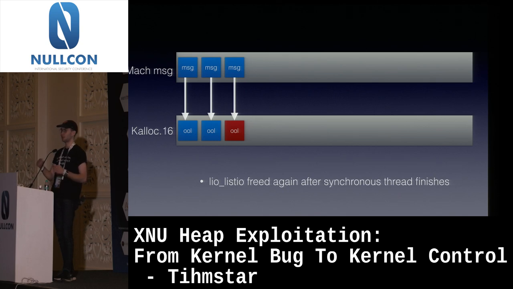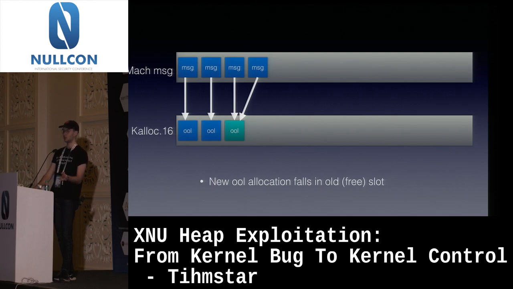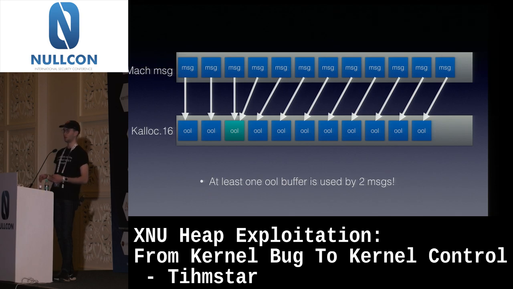But because of the bug, that memory is freed again. So we have a dangling pointer. But if you keep spraying messages, what happens is we allocate more messages and more out-of-line allocations. So if you keep doing that, at some point we have two messages pointing to the same buffer.